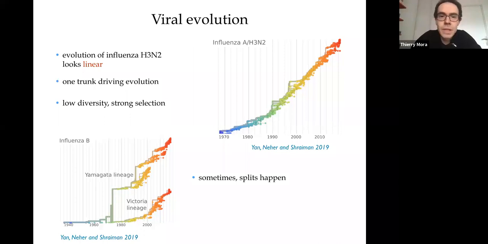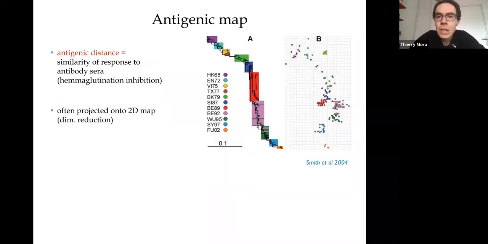One way to represent this evolution is also to see how these different strains along the tree are targeted by our immune system. One way to do this is to define some antigenic distance between different strains, and this is done by looking at the similarity of response to antibodies of different individuals, in this case usually ferrets. And using this distance, you can do dimensionality reduction and project those strains onto a two-dimensional map, right?